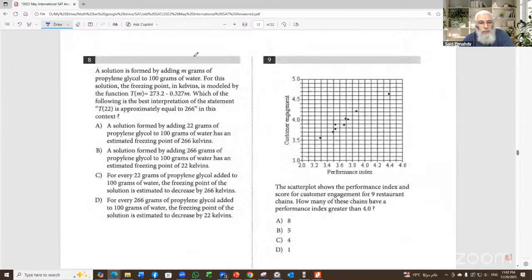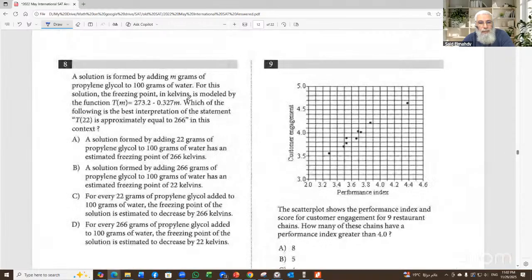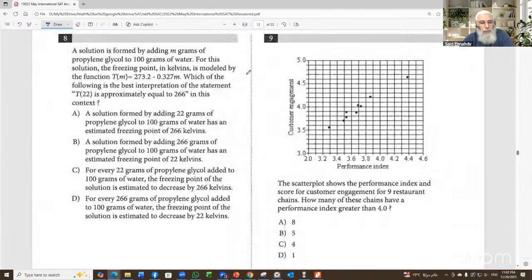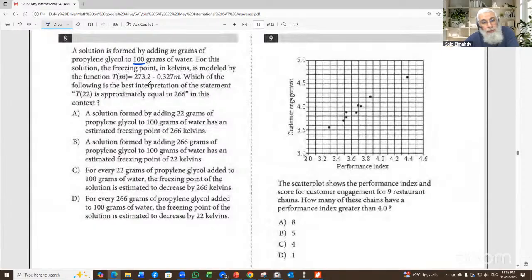The solution is formed by adding m grams of propylene glycol to 100 grams of water. For this solution, the freezing point in kelvins is modeled by the function T(m) equals 273.2 minus 0.327m. Which of the following is the best interpretation of the statement T(22)?